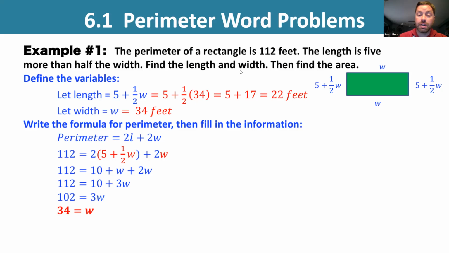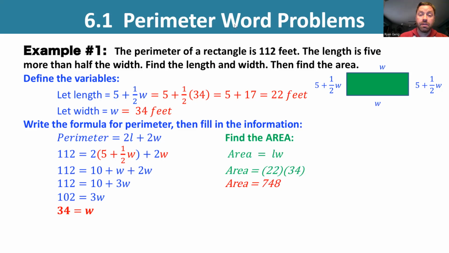Okay, now what I need to do is find the area. Make sure you answer the question that's being asked. Area of a rectangle is length times width. So pretty simply, 22 times 34, which gives me 748 for my area. And that is the first lesson with word problems. We'll continue with word problems in the next lesson.